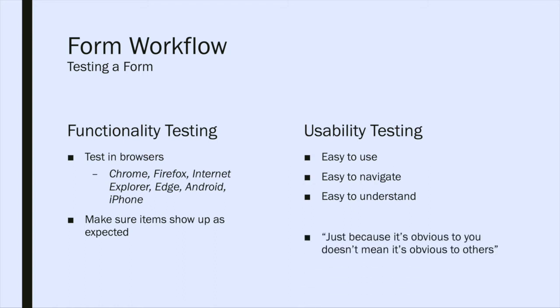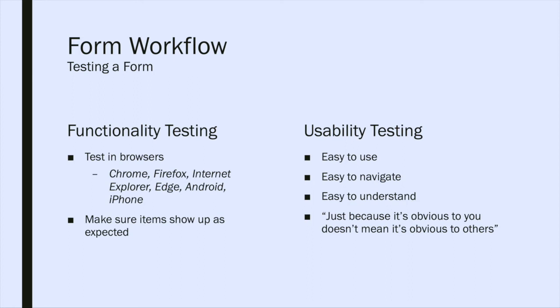Next is usability testing. This is a little different than functionality testing because you are actually testing for the user. Is your form easy to use? Is it easy to navigate? Is it easy to understand? Basically, you want to make sure that when this form is being used by anyone, they can understand what to click on, how to click on things, and how to navigate from field to field without having to use a very complicated method.